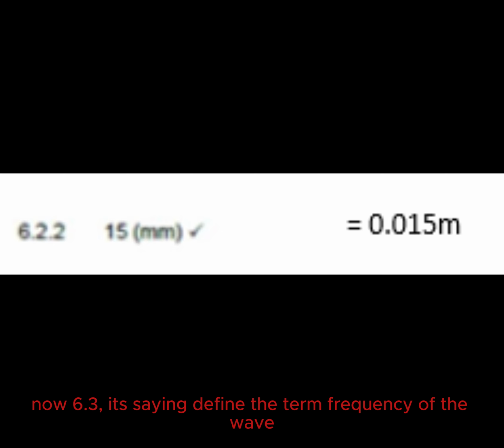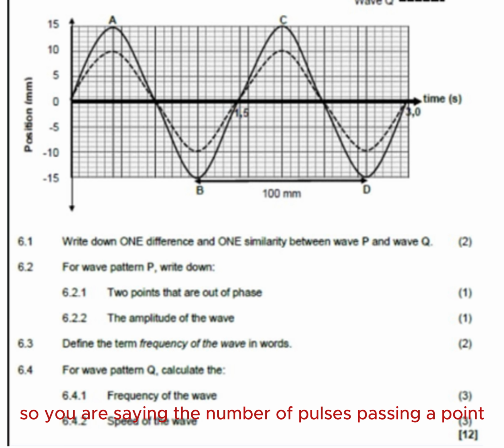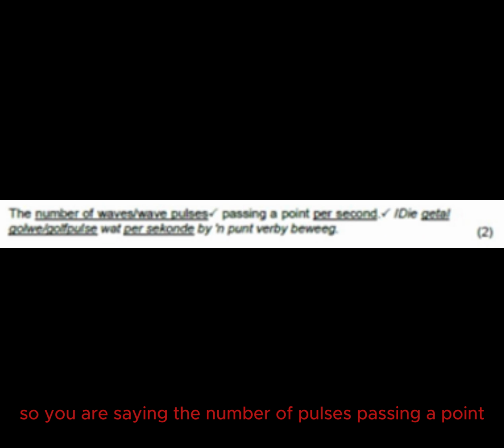6.3 is saying define the term frequency of the wave. So you're saying the number of wave pulses passing a point per second. Your 2 marks come from the first one, which is the number of wave pulses passing a point per second. That's when you get another point there.